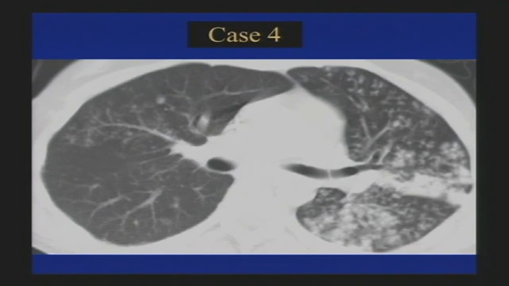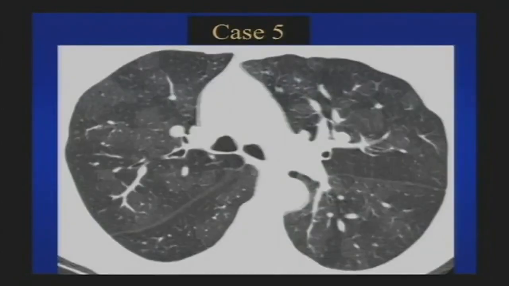And then the last case, also an airways disease, but instead of giving lung which is opaque, the abnormal lung here is lucent because of airway obstruction. Okay? So let's go through each one of those.